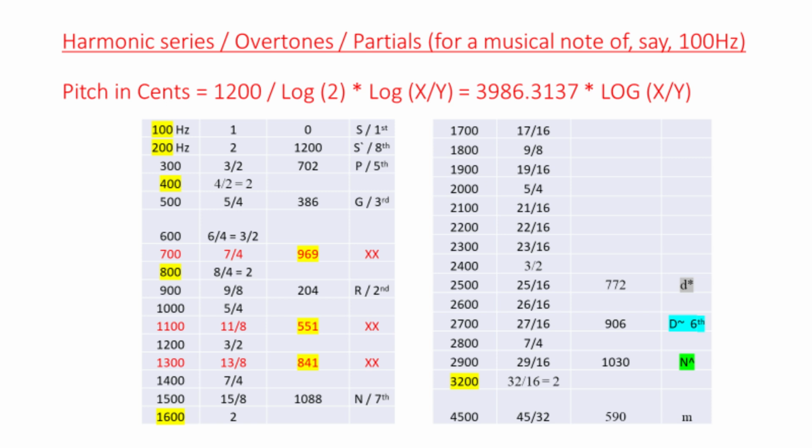Whereas between 200 and 400, there is one partial called 300. So 300 hertz can be written as 300 divided by 200, which is 3 by 2. We already saw that 3 by 2 is 702 cents, or the perfect fifth. In the octave between 400 hertz and 800 hertz, there is 500 divided by 400, which is 5 by 4. We already saw it's 386 cents. There is 600 by 400, which is 6 by 4, that is again 3 by 2, which we already saw. There is 700 divided by 400, which is 7 by 4, which is 969 cents, and so on.